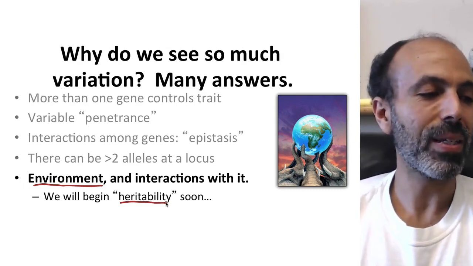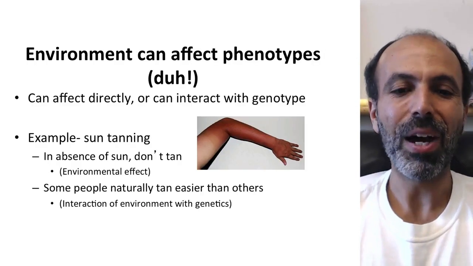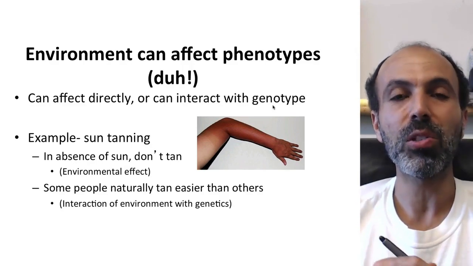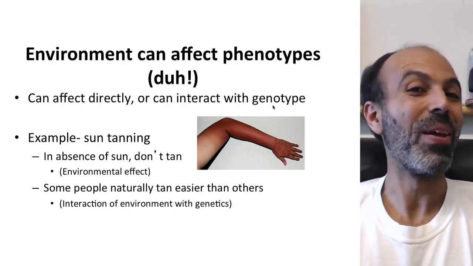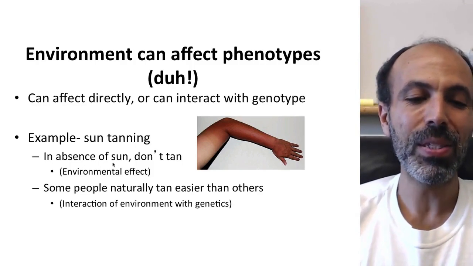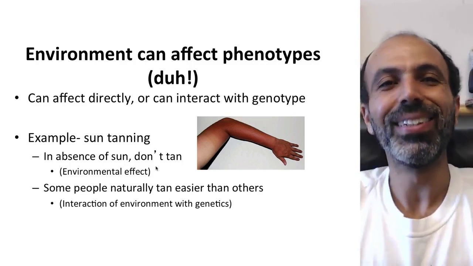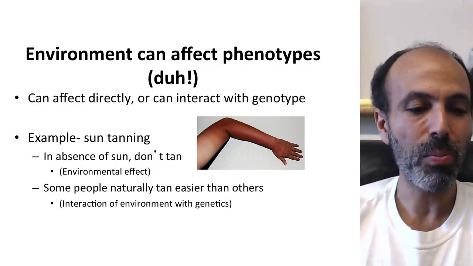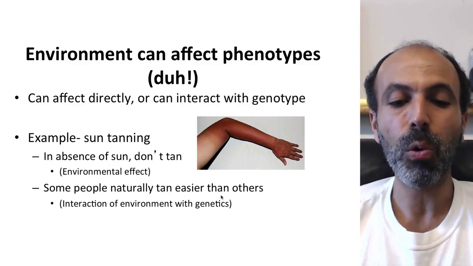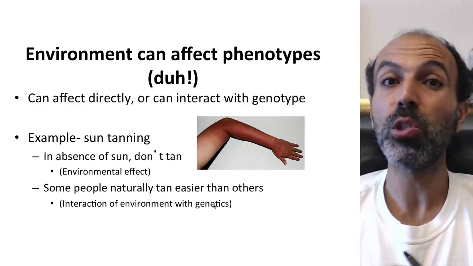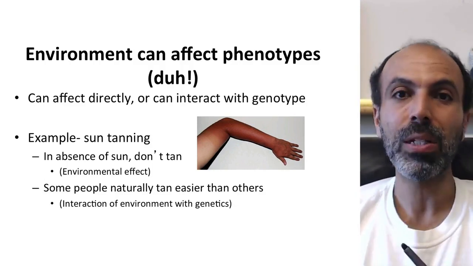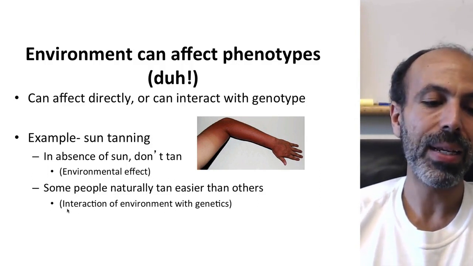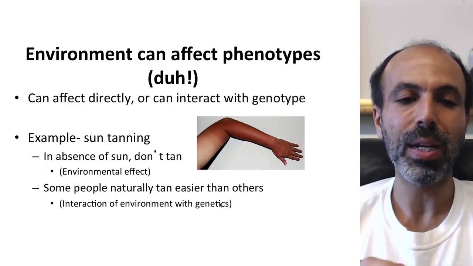But this is one of those things that is probably really obvious. The environment can affect phenotypes. It can either affect them directly or interact with genotype. Probably one of the simplest examples many of you have experienced is sun tanning. In the absence of sun, you don't tan. So clearly that is an environmental effect. And I'm not talking about tanning beds, of course. And also, many of you probably know that some people naturally tan more easily than others. Right? There are some genotypes out there that will tan very easily, and some genotypes that won't tan so easily. They're much more likely just to burn or to freckle or something like that. And that is an interaction of the environment with genetics.